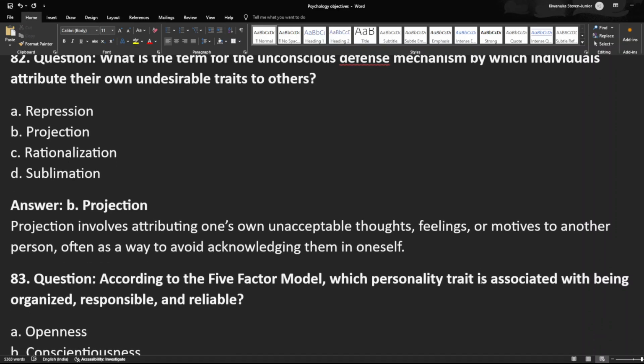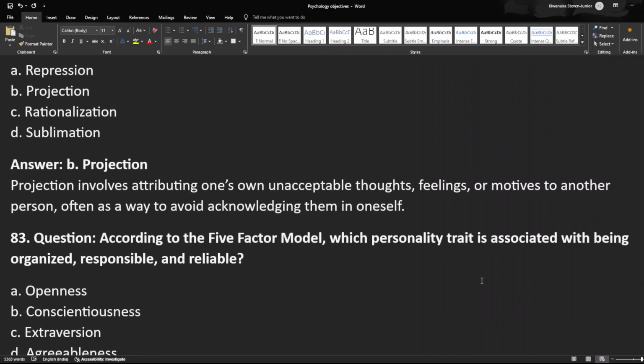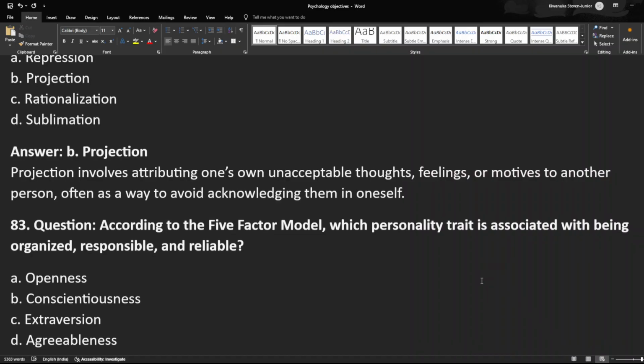According to the five-factor model, which personality trait is associated with being organized, responsible, and reliable? We see that is conscientiousness.